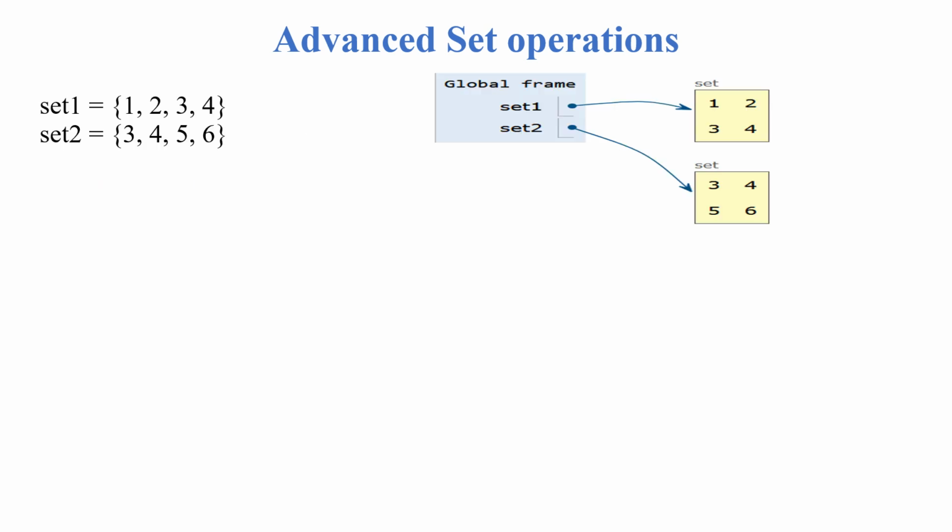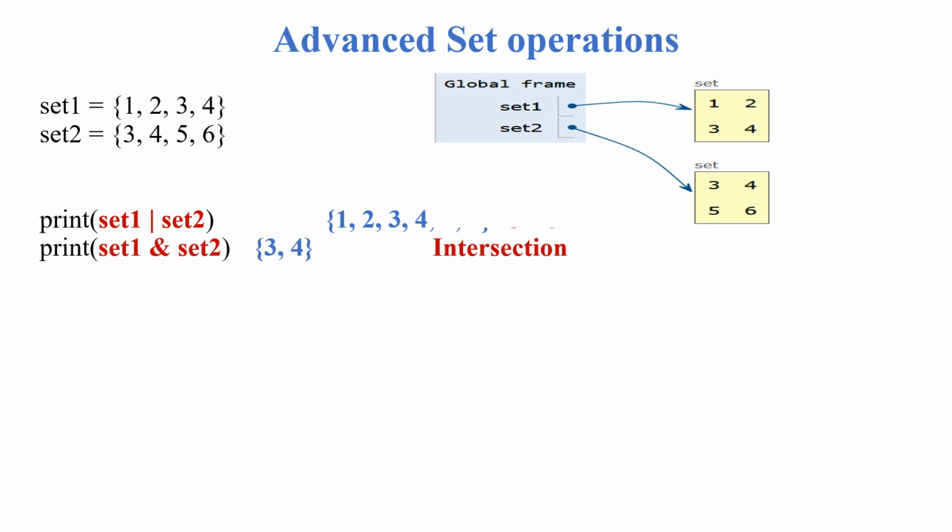We'll take one more example to understand this. We have created set 1 which has 1, 2, 3, 4, and set 2 which is 3, 4, 5, 6. First we print the union. Union is going to combine, so it's 1, 2, 3, 4, 5 and 6. Then intersection, the common elements in both are 3 and 4. You can observe here on the right side you have the visualization.